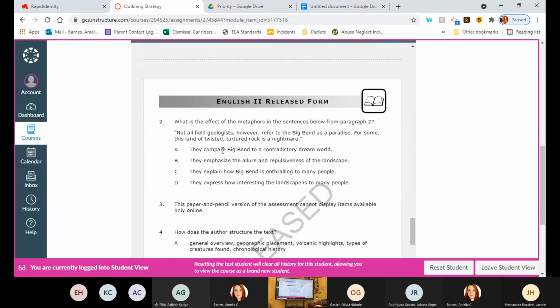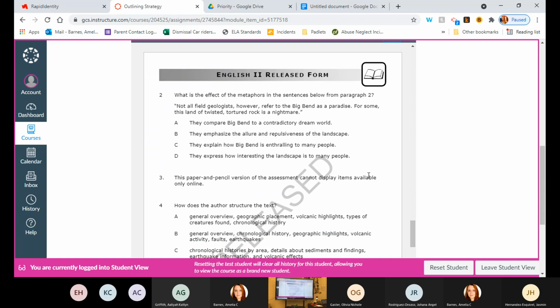So A, they compare Big Bend to a contradictory dream world. B, they emphasize the allure and repulsiveness of the landscape. C, they explain how Big Bend is enthralling to many people. Or D, they express how interesting the landscape is to many people. So which ones can we automatically eliminate?